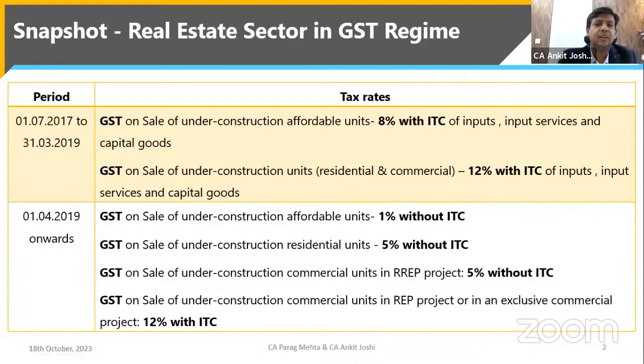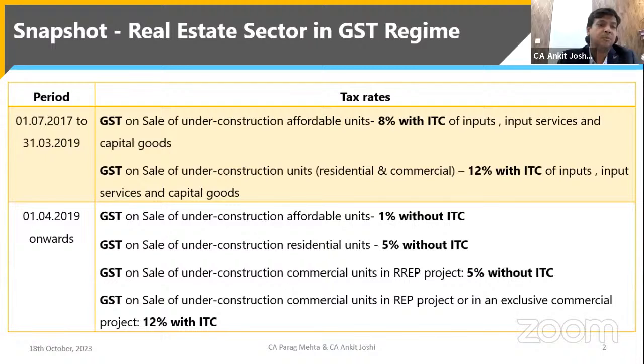So the real estate sector broadly can be divided into two parts: one pre March 2019 and one from April 2019 onwards. From the inception of GST till March 2019, if there was a sale of under construction affordable units, GST would be charged at 8%. And if there was a sale of under construction residential units other than affordable, or a commercial unit, the GST would be charged at 12%. In both scenarios, ITC was available, whether it is ITC of input services or capital goods.